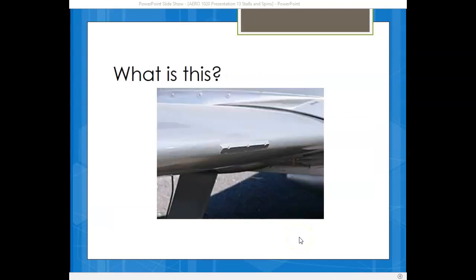In addition to wing washout, we can also encourage the inboard section of the wing to stall before the outboard section by installing one of these on the leading edge, closer to the wing root. These are called stall strips.